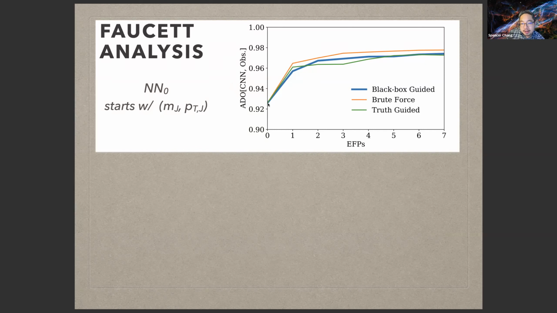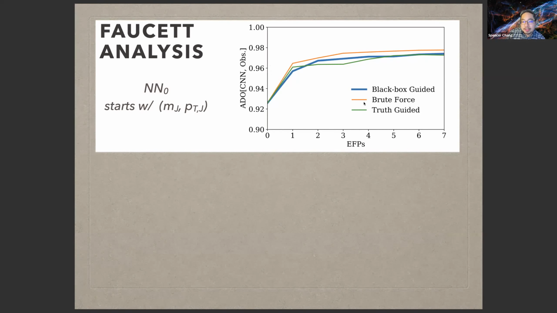But from there, they have three different approaches. The first one, the black box guided one, is precisely the technique I described, where you look over a set of EFPs, and you calculate the ADO of the misordered events at step 0 to identify the new EFP you should add. Then you train a neural network, and you jump from 0.92 or so to almost 0.96, so you get the blue. And you just keep doing that, okay?